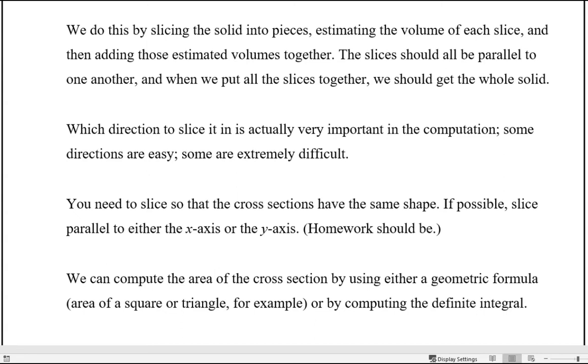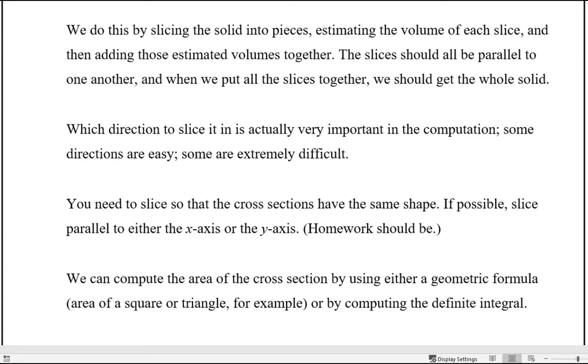We estimate the volume of each piece, and then we add the volumes together. All the slices need to be parallel to one another, and when we put the slices back together, we should get the whole solid. Remember the visual image of the shapes I showed you at the very beginning of this video. Those were pieces put together with foam board. That's what we have. We have a bunch of different slices, and for each individual slice, we're going to find the volume of it, add the volumes together, and approximate. Of course, this sounds like a Riemann sum because it is a Riemann sum.